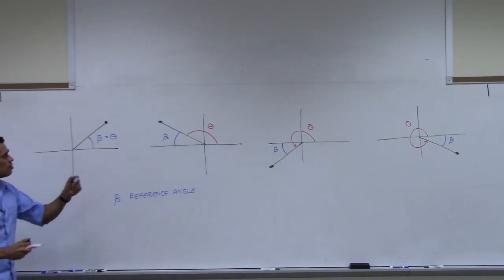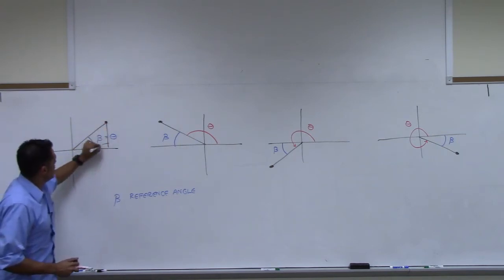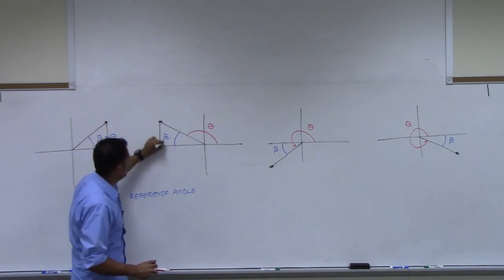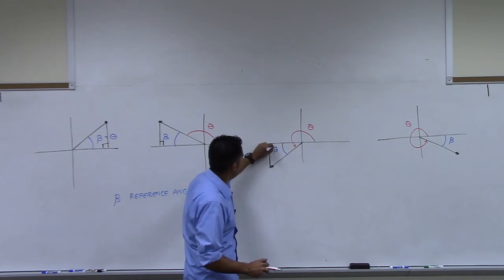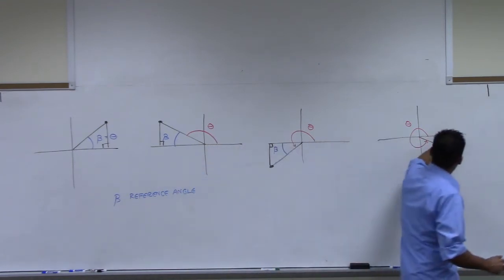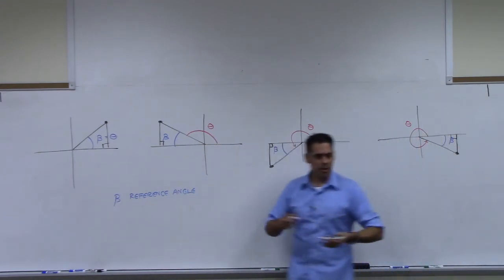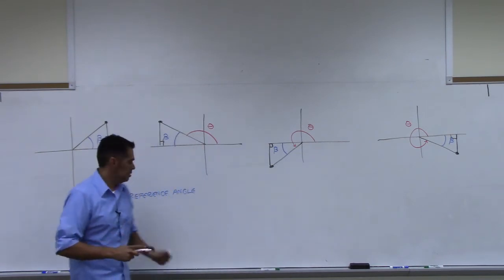And I didn't draw the triangles, but you can see that if we just drop from our point down to the x-axis, or up to the x-axis, we're creating that right triangle, and that's what we're working all of our geometry off of.